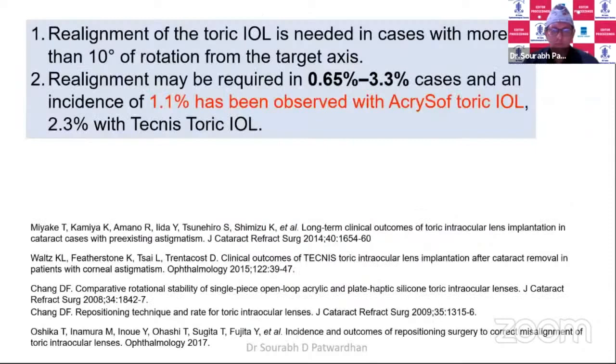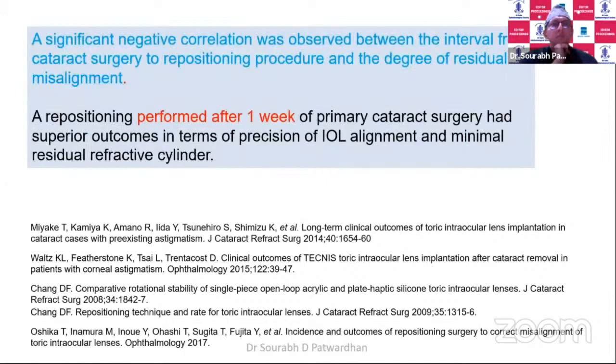Of course, you need to realign the IOL only if it goes beyond 10 degrees, and on an average, 1 out of 100 toric IOLs needs readjustment. Another important study which is important for our case is that repositioning should be performed after 1 week. If you do it very early, there is a chance that it may re-rotate.